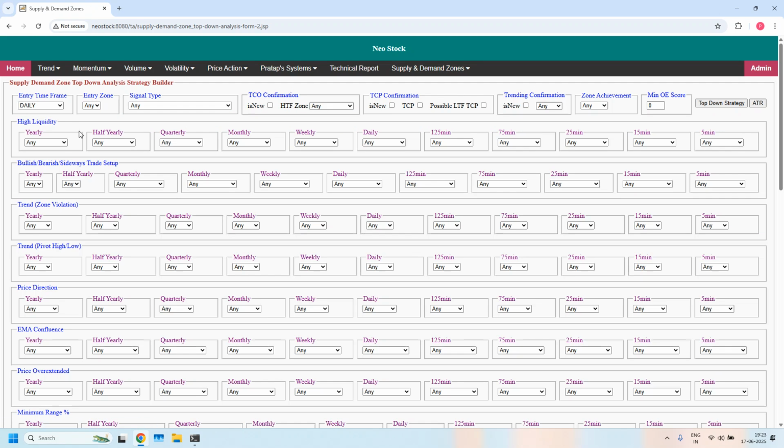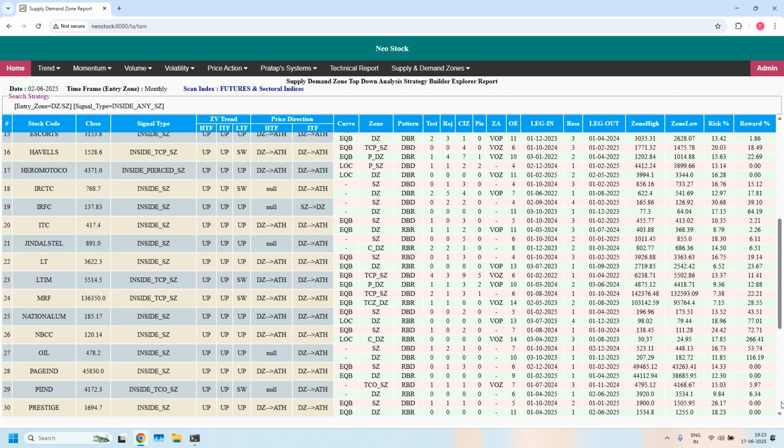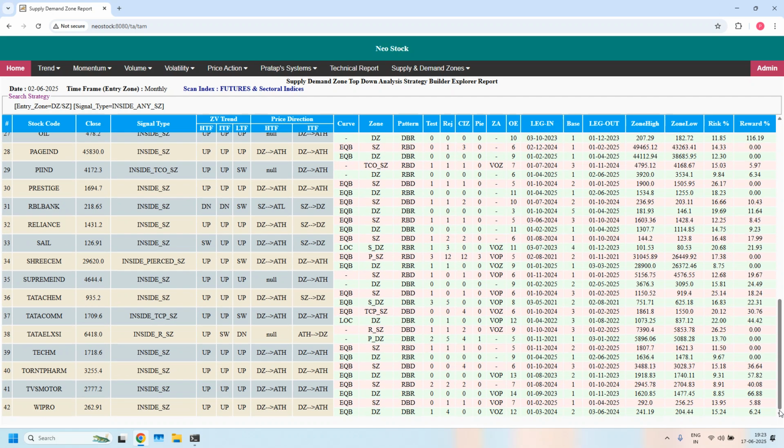Okay, next, price closed inside the monthly supply zone. First 15 stocks in the list. I am scrolling the list down for your reference. Total 42 stocks are filtered.